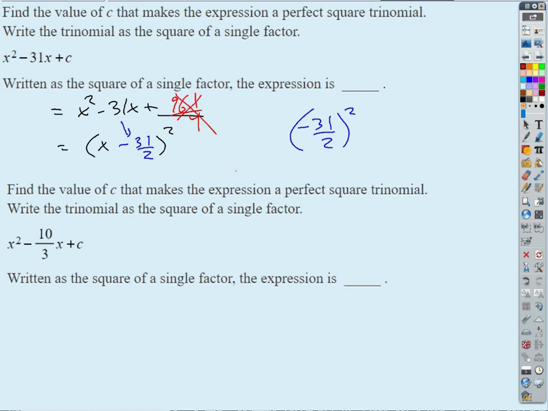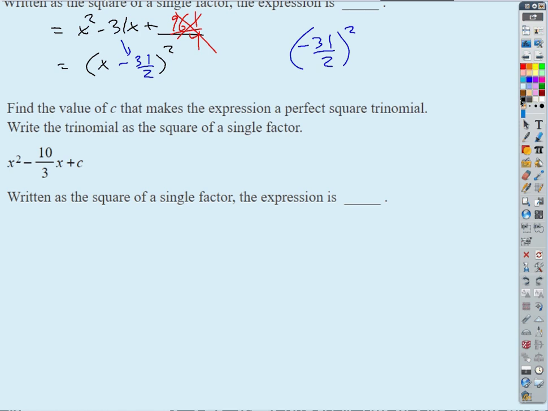What's it going to be down here? These are really quick ones, right? So here we've got x squared minus 10/3 x plus something is equal to what magic number 3 combined with x?